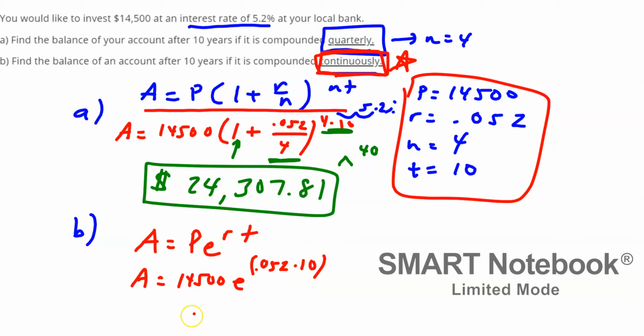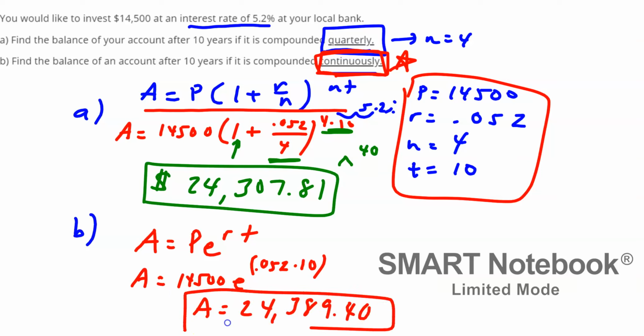If you do that correctly, your A value should have been $24,389.40. On this one, there's a little bit of a rounding issue. For some of you, you had 24,388. Please make sure that you are not rounding e to a power. Make sure you plug it in completely in your calculator.